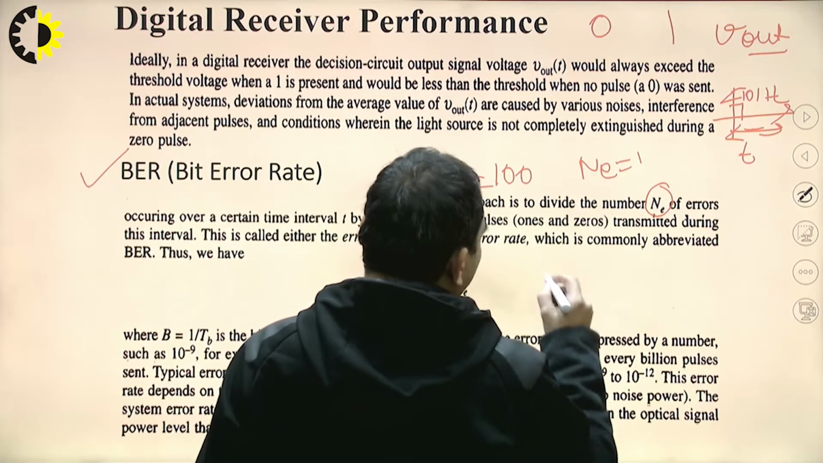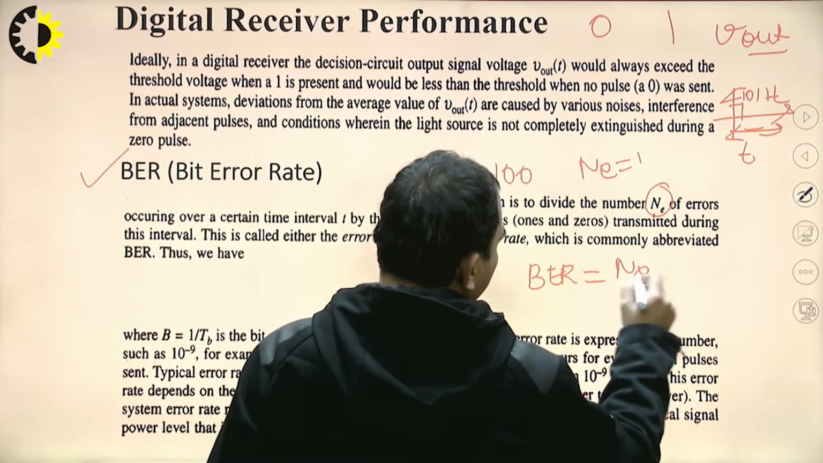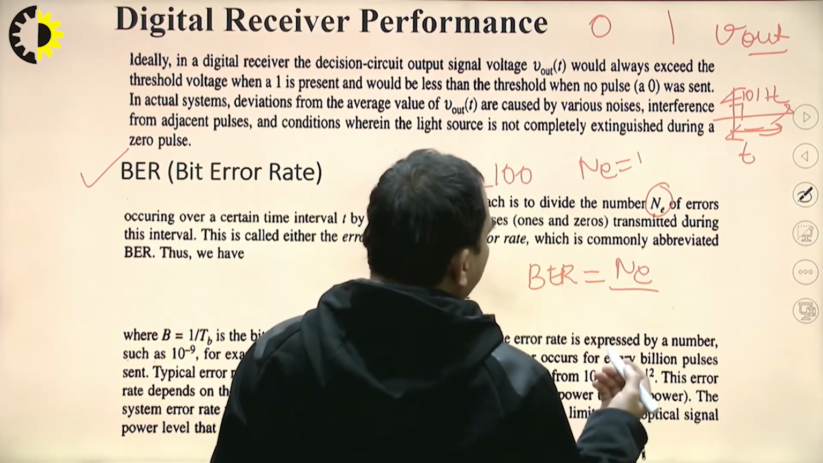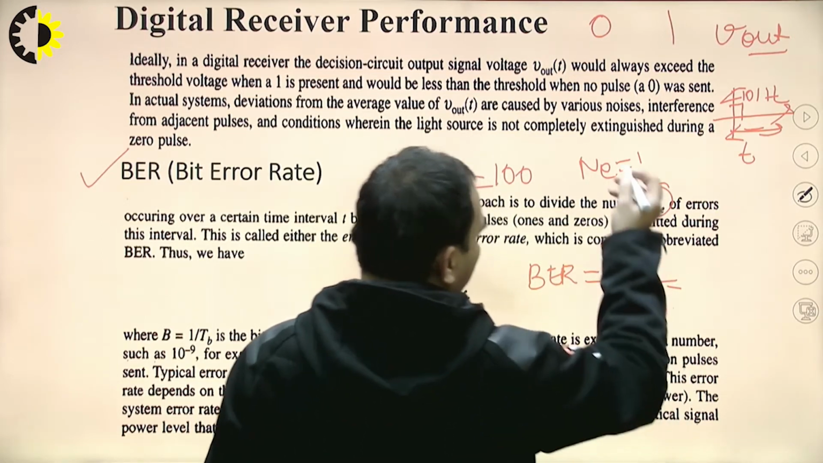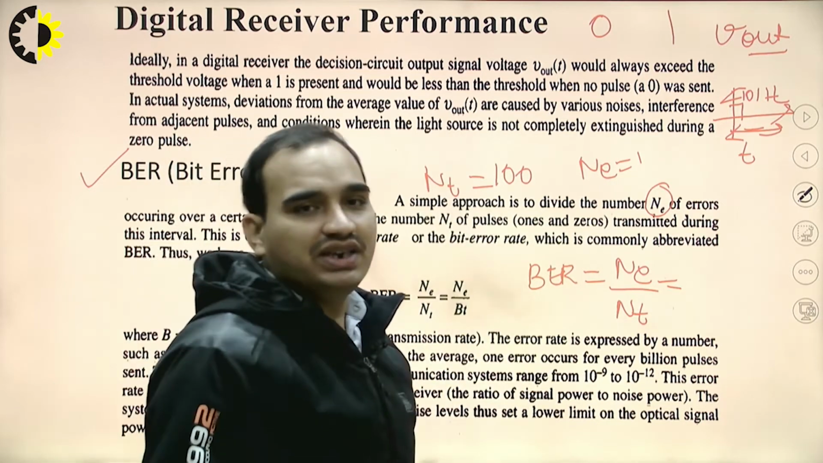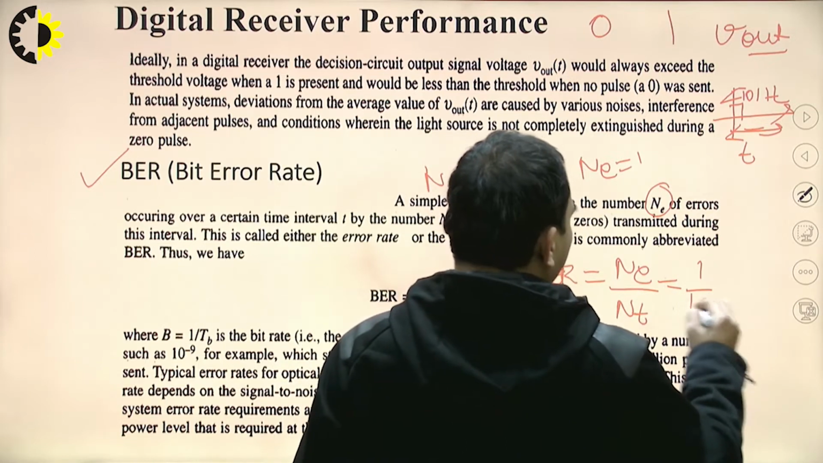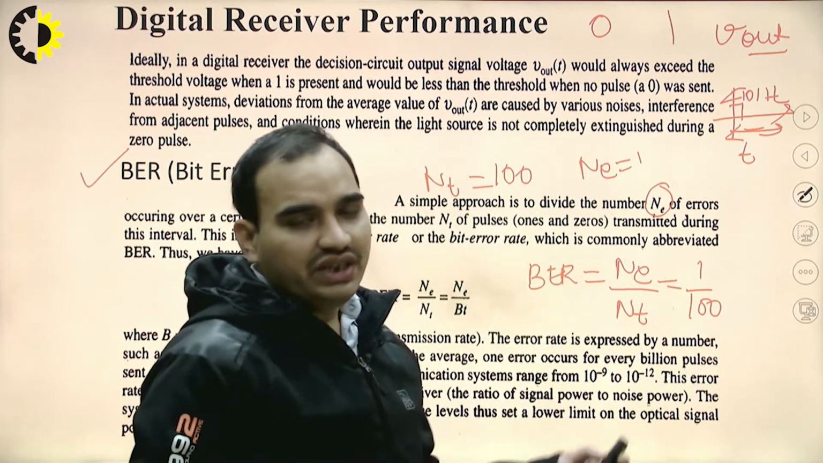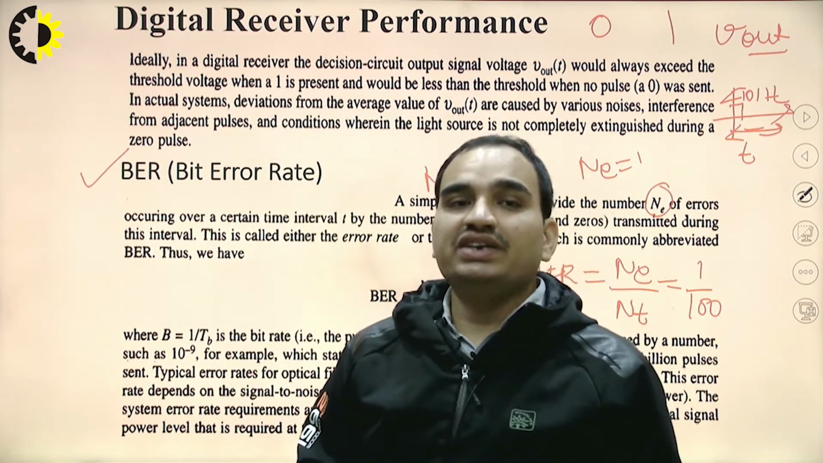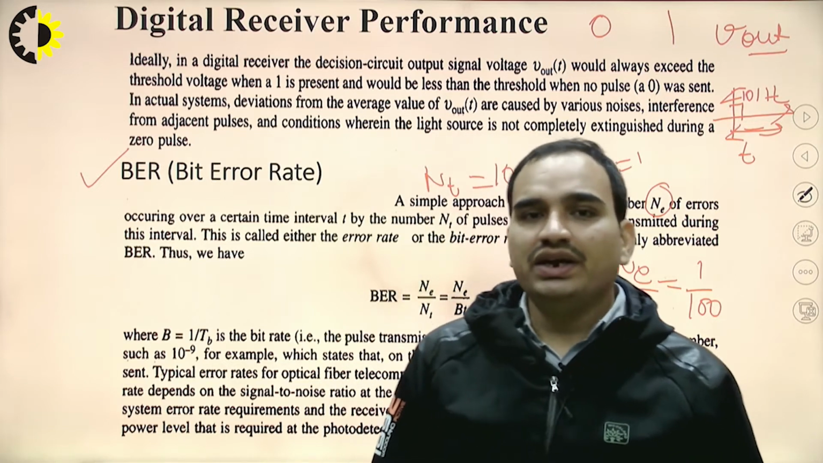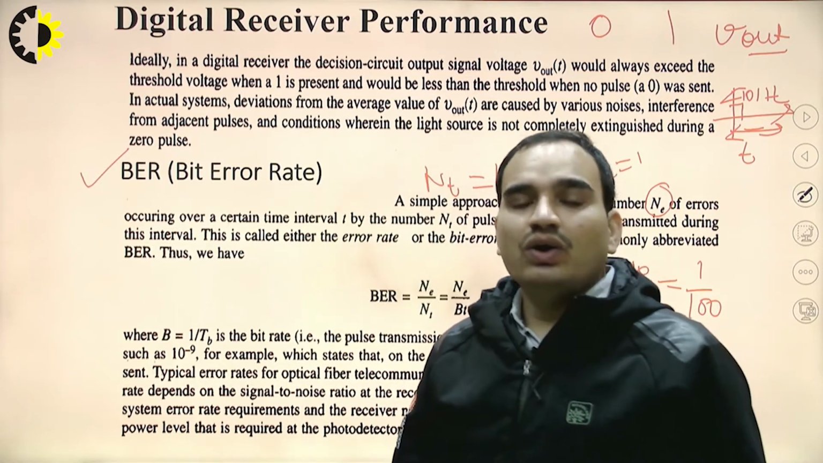So we can calculate the bit error rate. BER will be given by NE, the number of bits having the error, divided by the total number of bits, NT. Let's take this example: the total number of bits is 100 and 1 bit has an error, so it will be 1 by 100. Practically, this value is very small. So the simple approach is taking the ratio NE by NT, and for zeros and ones we calculate this, and this is called either the error rate or the bit error rate.